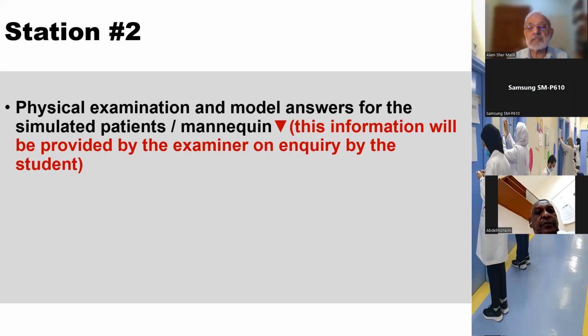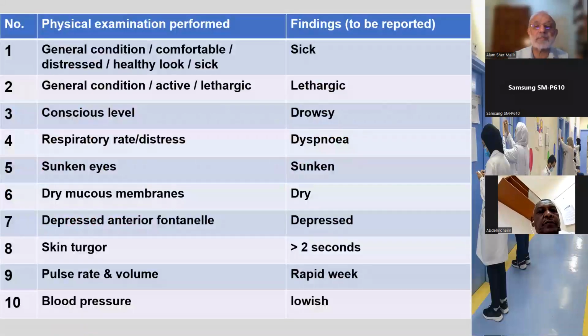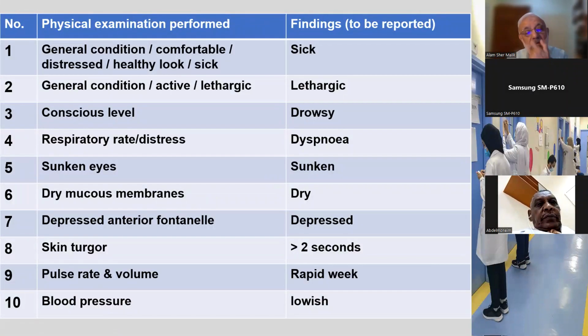So here, because there is a simulated patient, the physical findings may not be there. So when the student checks for that physical examination, the finding would be provided. For example, the student wants to check the conscious level, so the answer would be provided that the patient is drowsy, or the skin turgor is more than 2 seconds. So in this way, the findings are provided.